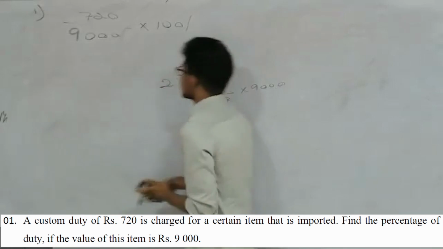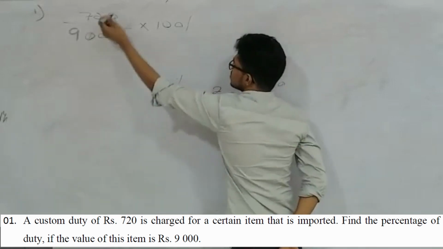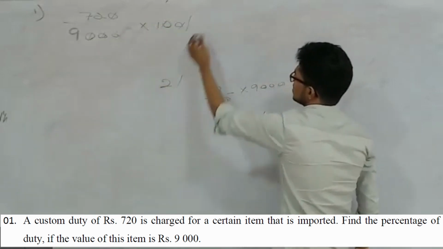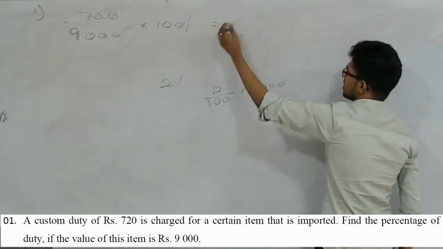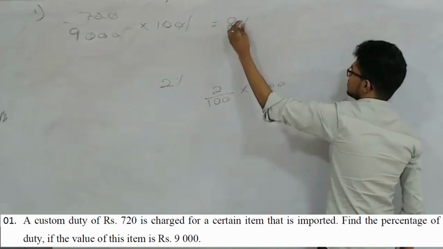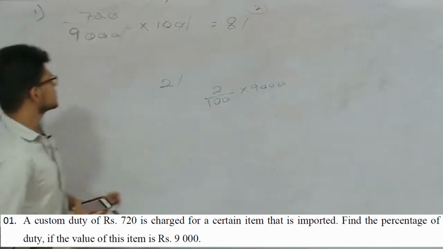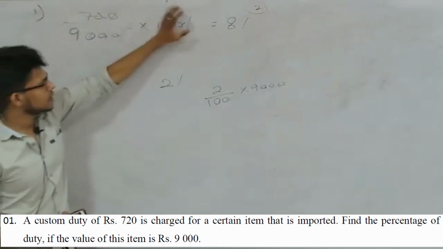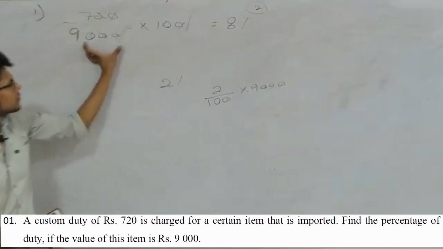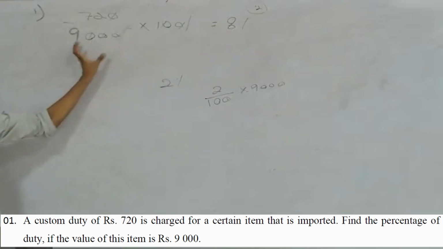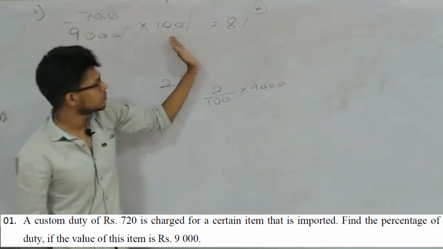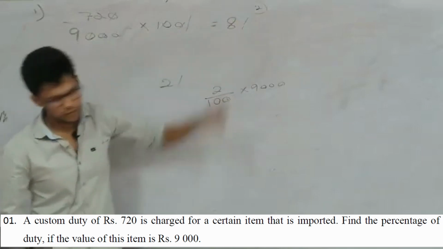So here you will get what? The zeros, you can cancel off. So it will give you 72 divided by 9, which is 8%. So 2 marks for this question if you do it right. If you write the steps, even if you got the final answer incorrect, you will get 1 mark. And if you have the final answer, you will get 2 marks.